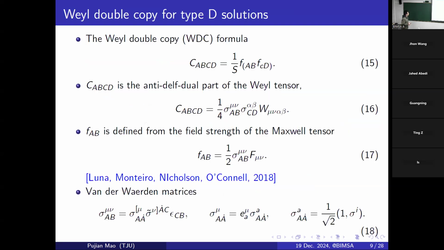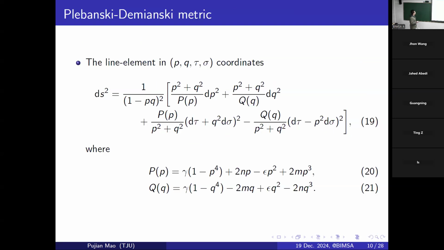First, for the algebraically special solutions, the type D case, you can have the Plebanski-Demianski metric. It's believed that this is the most general type D solution. The metric can be written in this way. There are two functions P and Q, while in those two equations, all the quantities except the coordinates are constants. So you have about 7 free parameters in this line element.